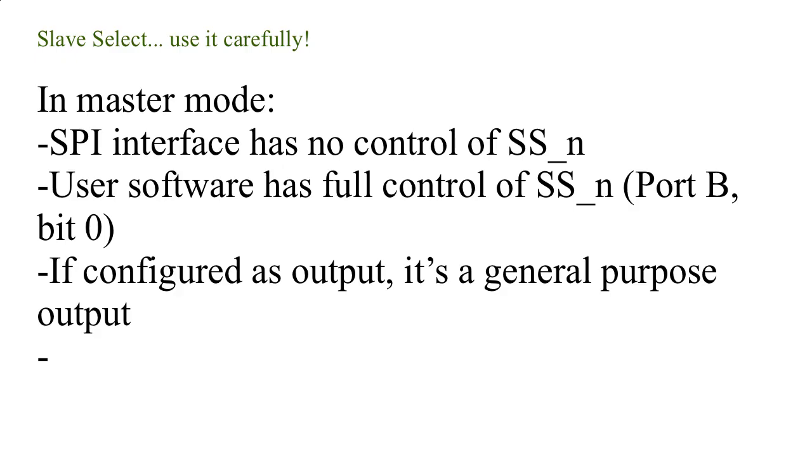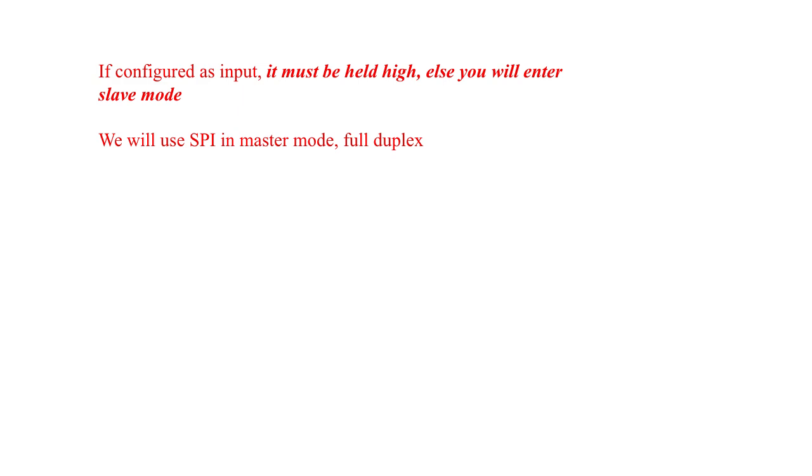So what we see from the master mode is the SPI interface has no control of the serial select. Software is doing this, and this is a configuration of an output for one of the bits in port B. If you configure it as an input, you have to hold it high, or else you're going to enter into slave mode. And what we do is we use the SPI in master mode and assert it low and use it in full duplex.